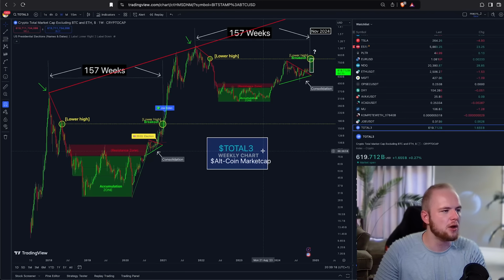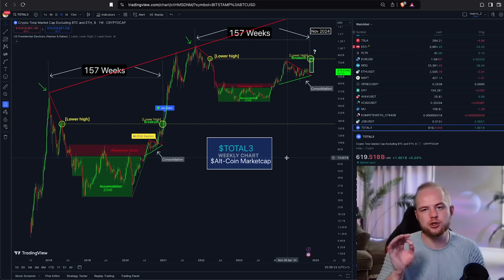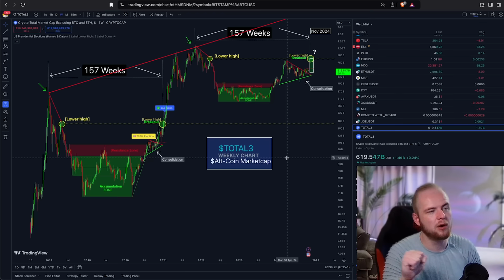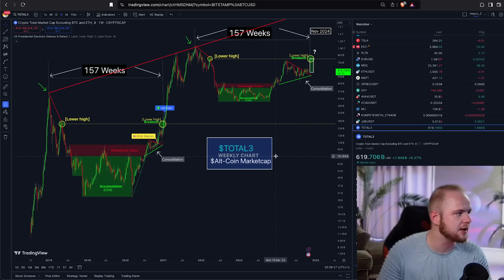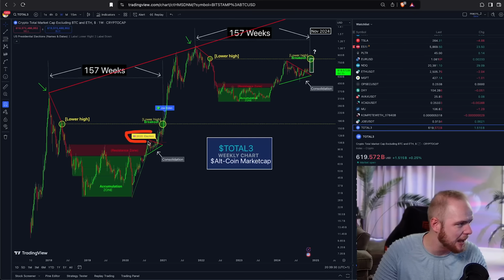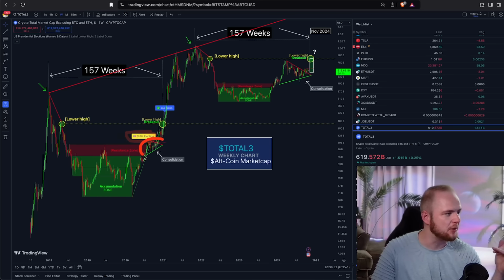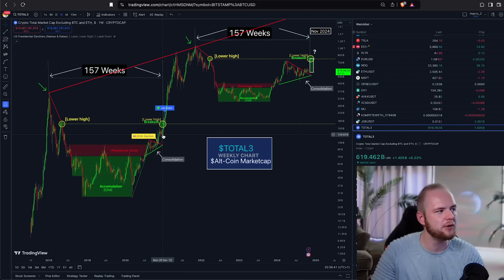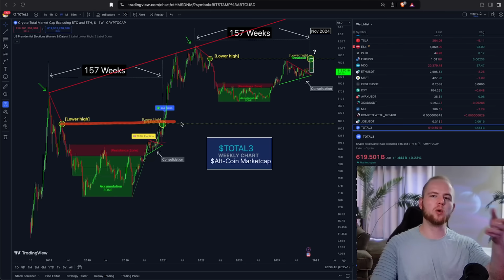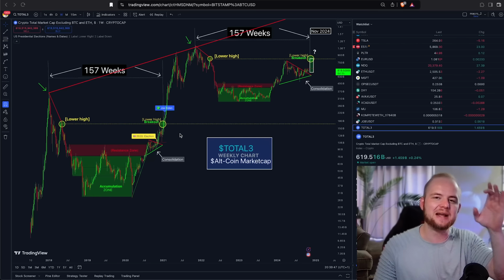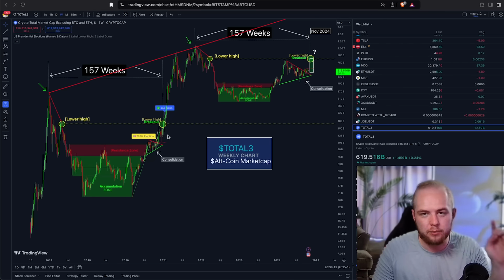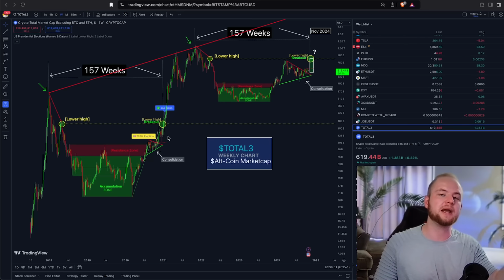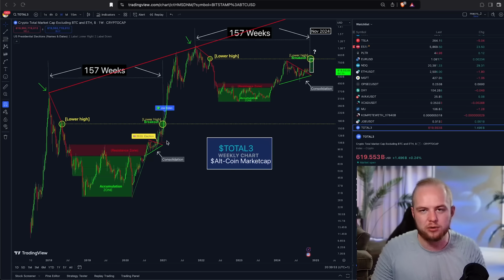Switching over to the altcoin market cap, the total three. This is also when the altcoins usually make their run to the lower high breakout. At least in the last cycle, you can see right when the election happened in 2020, we broke our consolidation and it took about 10 weeks or so, 9 weeks. And we were breaking above our lower high. So the altcoins are always behind Bitcoin by a little bit. And the altcoins are always waiting for Bitcoin to break its all-time high before they go to the moon.